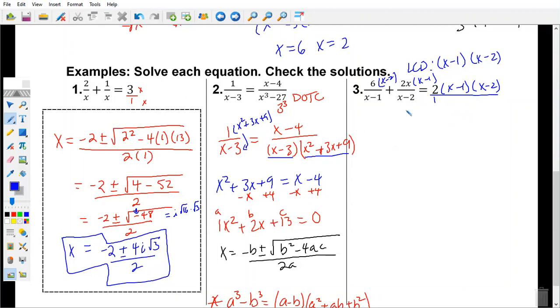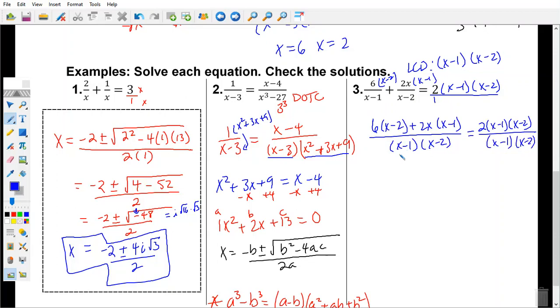So what this would look like in terms of putting it all together, I would have 6x minus 2 plus 2x times x minus 1, all over x minus 1 times x minus 2, equals 2 times x minus 1, x minus 2, all over x minus 1, x minus 2, which is why now our denominators are the same, which is why all we have to do is focus on the numerators. Okay, so our numerators are going to distribute and combine like terms and then proceed to solve.